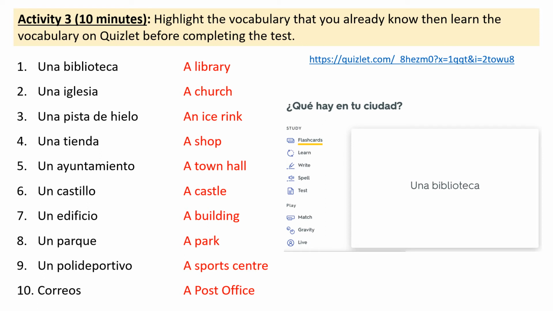Okay, chicos, so at this point you should have done your learning of your vocabulary, completed the test, and be feeling much more confident with it. Let's move on to do a little bit of grammar.